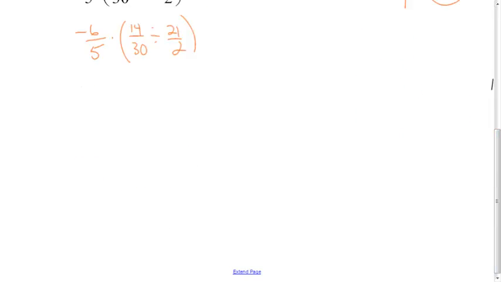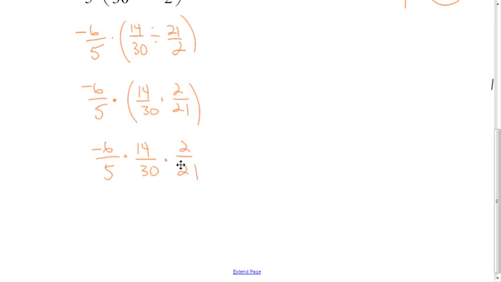I'm going to write that again as -6/5 times 14/30 times the reciprocal of 21/2, which is 2/21. Okay, now that it's all multiplied, I can go out of order here. You realize the parentheses in the beginning need to be addressed, but as it becomes all multiplication in the end, it's really not going to matter.